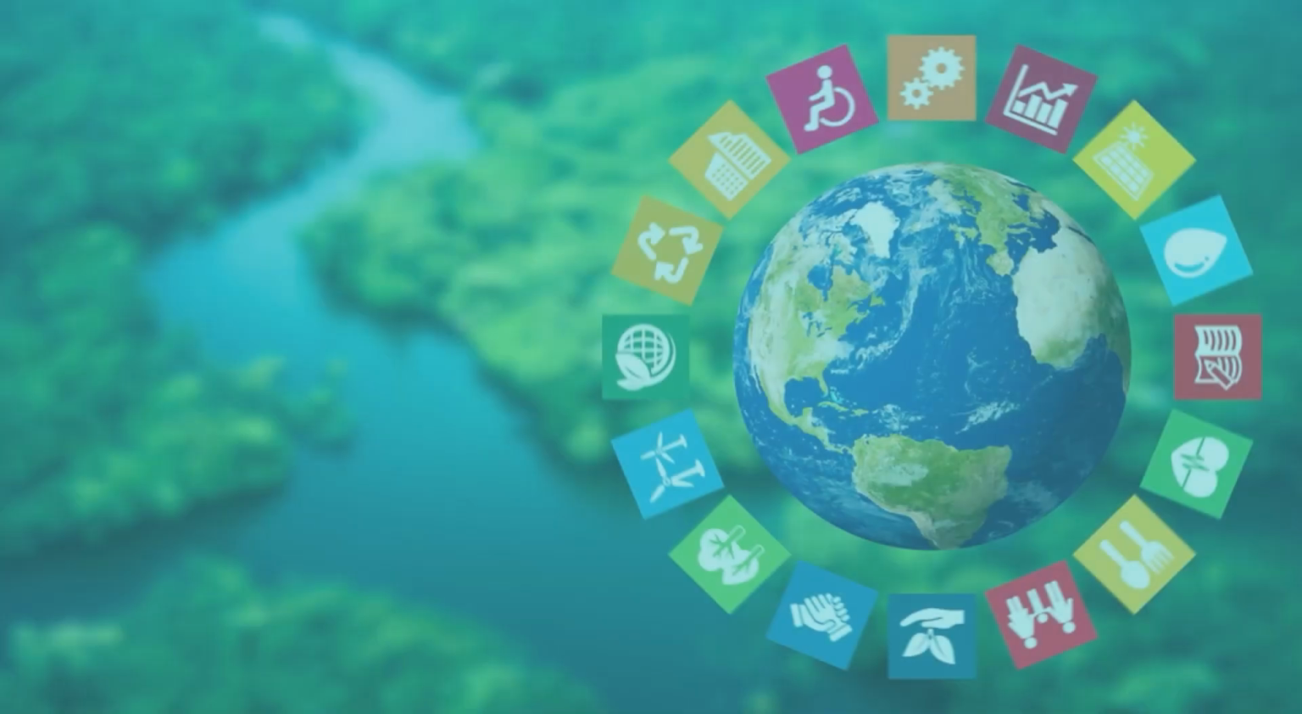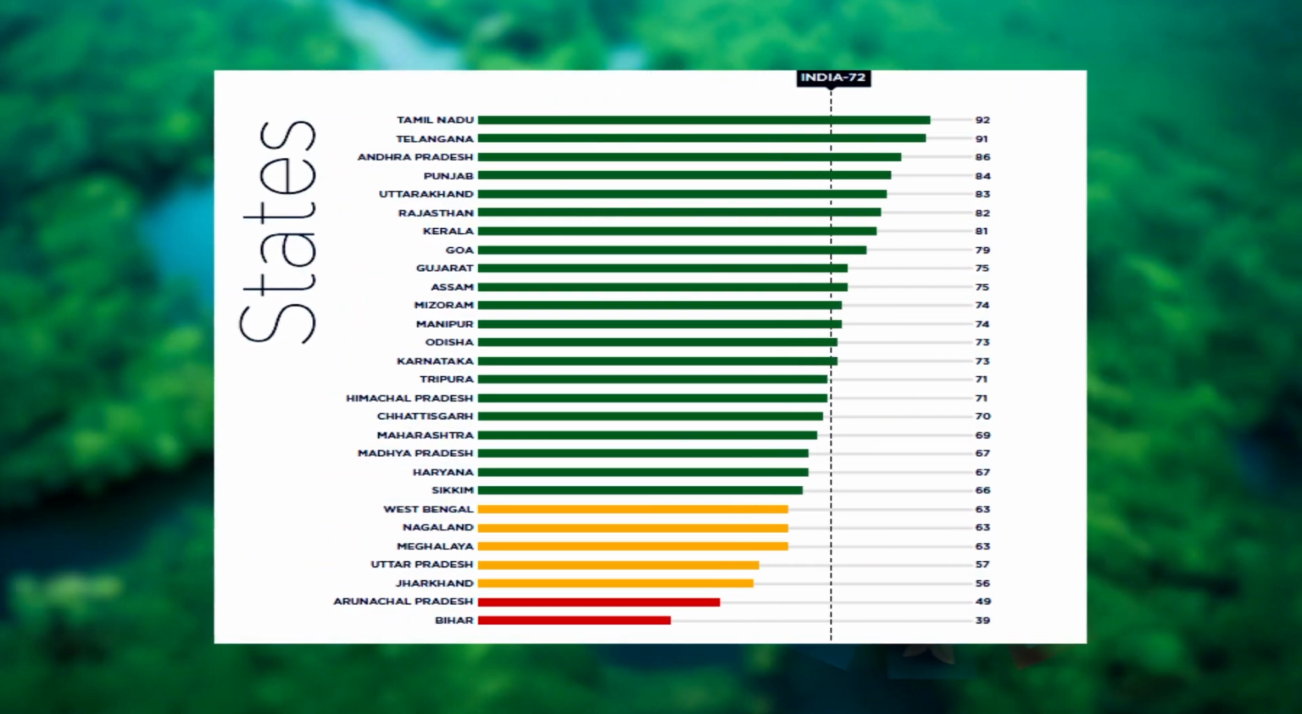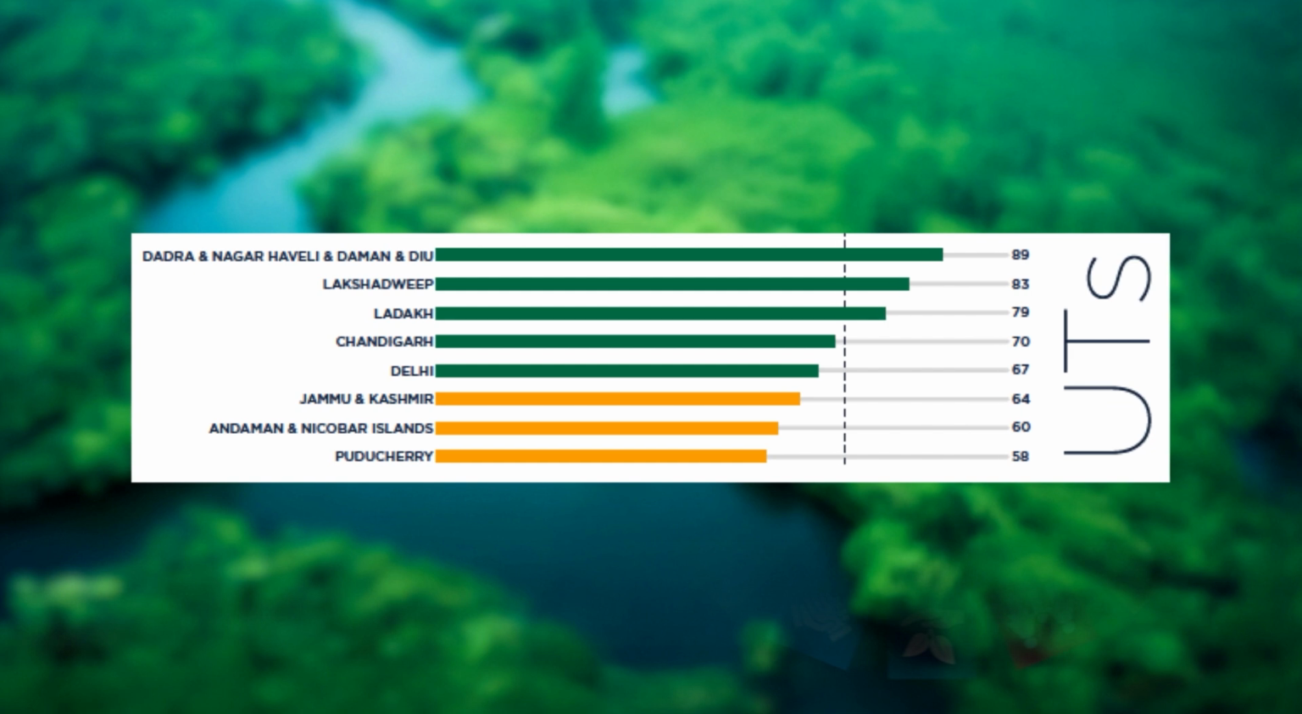So here is the SDG index score of different states and Union Territories. Here we will see Tamil Nadu is the highest with 92, and the lowest is Bihar with 39. Among the Union Territories, you will see Dadra and Nagar Haveli and Daman Diu is 89, and Puducherry is the lowest with 58.